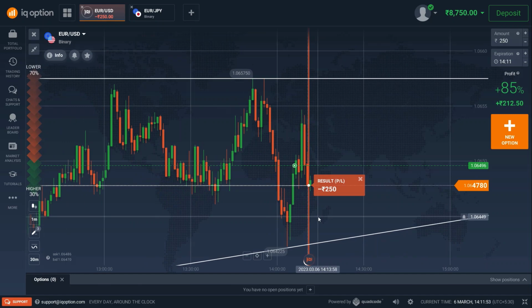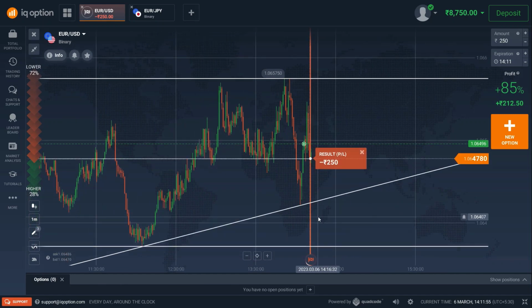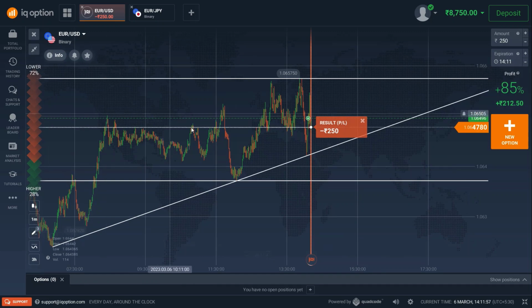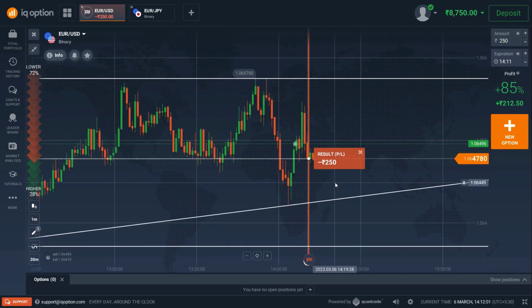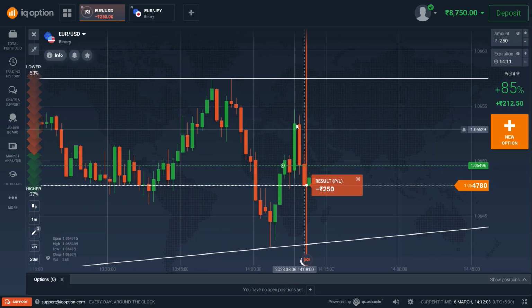So that is it for the trading session, guys. As you can see, this was a good resistance level. The market worked well, but unfortunately the market could not move beyond this price and found resistance over here and started falling back down in the downward direction.